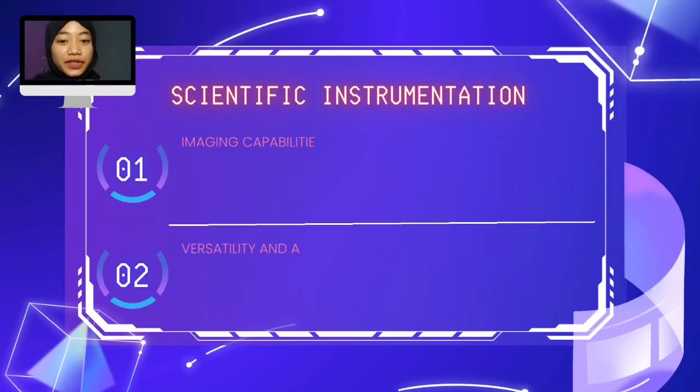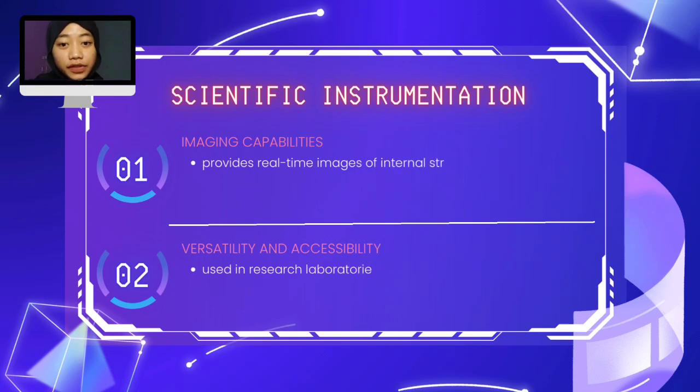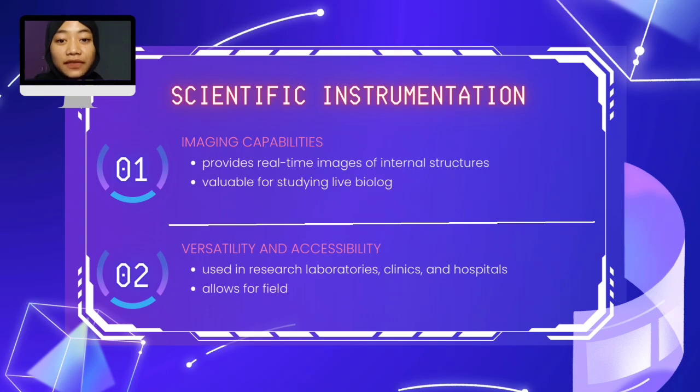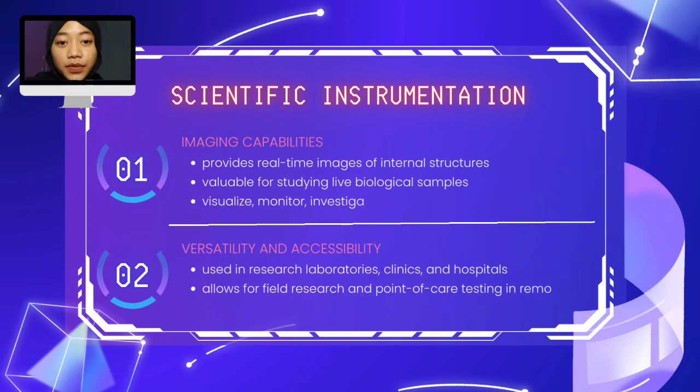The relevance of ultrasound to scientific instrumentation lies in its use as a non-invasive imaging tool for studying biological tissues and processes. Here's a breakdown of its relevance in scientific instrumentation. The first one, imaging capabilities. Ultrasound provides real-time images of internal structures without the need for ionizing radiation. This makes it valuable for studying live biological samples, including cells, tissues, and organs, both in vitro and in vivo. Scientists use ultrasound to visualize anatomical features, monitor physiological processes, and investigate the effects of various interventions.